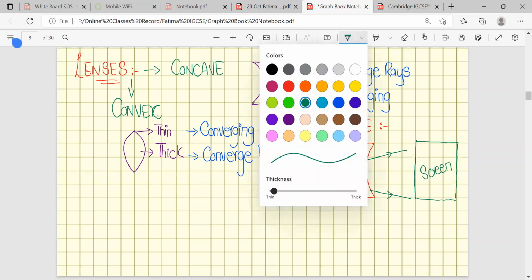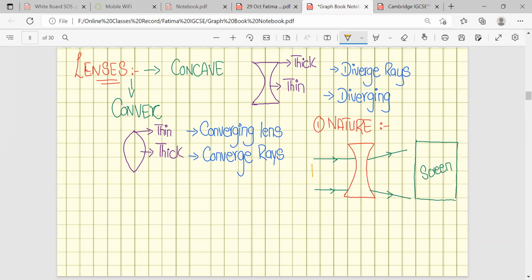And let's suppose there is an object placed here at this point. If you place the object on the left side of the concave lens and you want to observe the picture of that object on the screen, there will be no image on the screen. Why? Because these rays are diverging from each other, they are moving away from each other. So when light rays passing through the lens are moving away from each other, they don't intersect each other. It means that there will be no image on the screen, right?